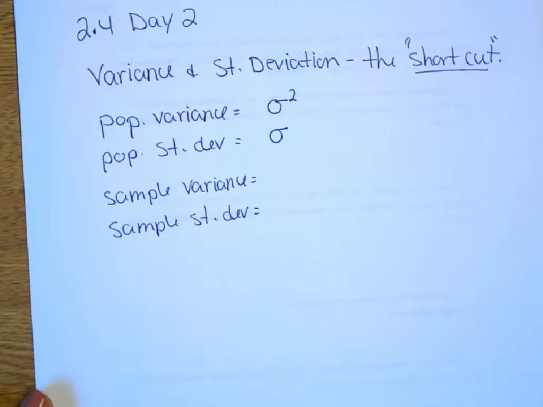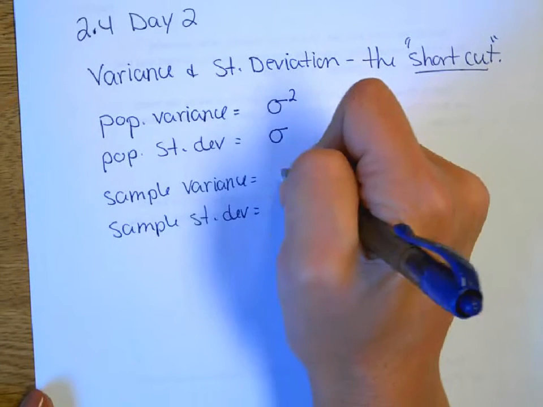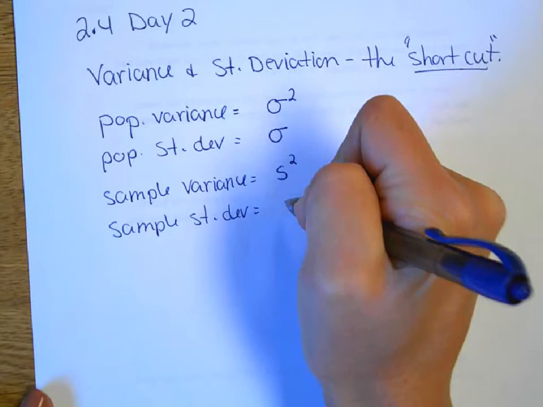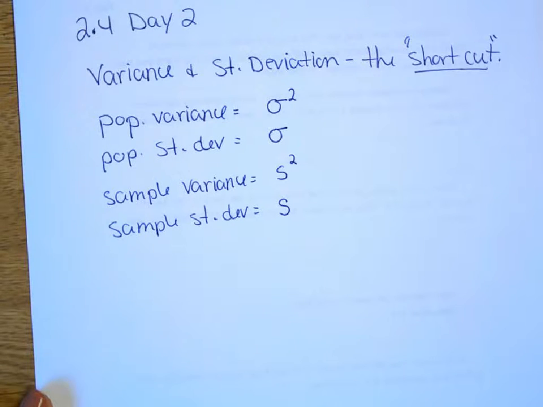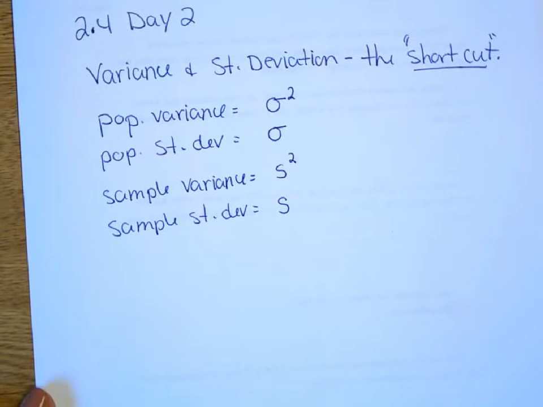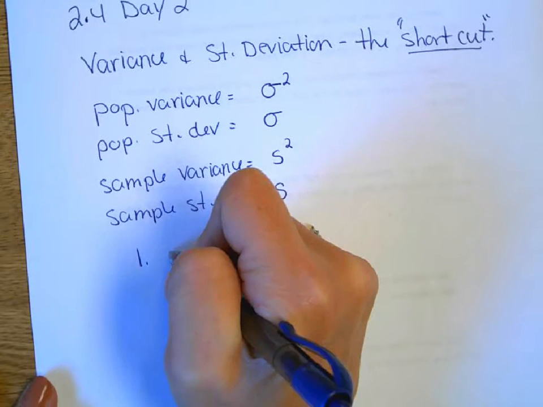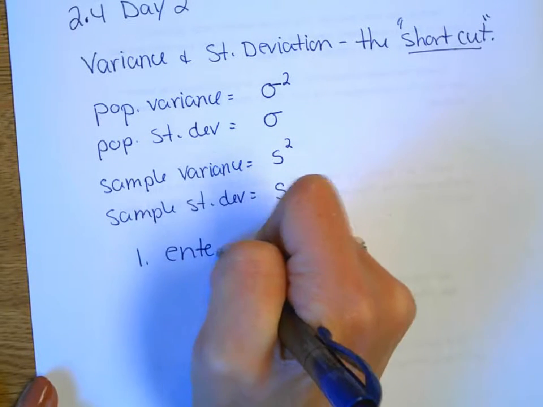What's the sample variance symbol? S squared, not n squared, because then we take the square root of that to get to standard deviation. Okay, so the shortcut, 2 steps. You still have to use the list stuff because the calculator has to know the data you're working with.